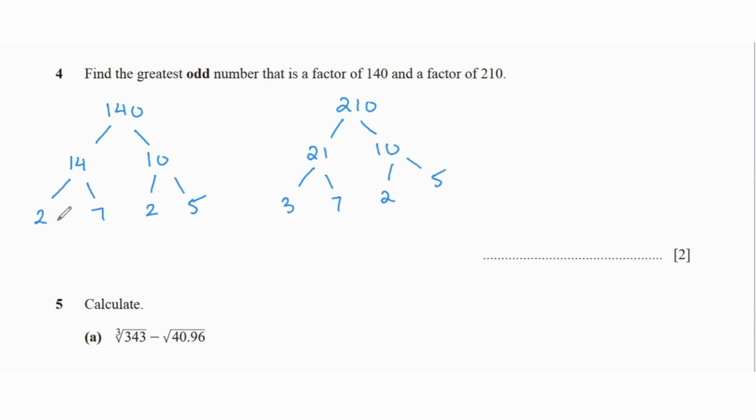As you can see, 2, 7, 5, and 3, these are all prime numbers. So we can't break them down any further. Since we can't break them down further, we're going to highlight the ones that are common over here.